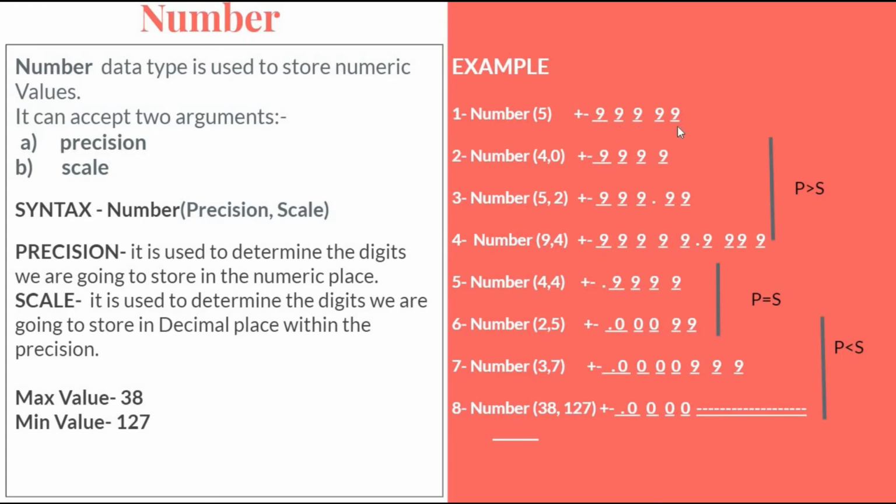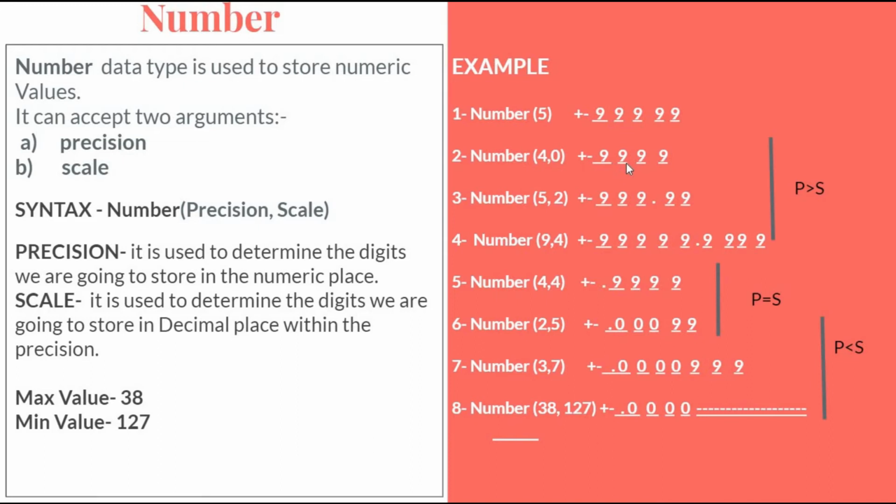Now we have number 4, 0. Here 4 is precision and 0 is scale. So what do you mean by precision and scale? That means 4 blocks, 1, 2, 3, 4, and you put 9. But scale is 0, so that means no decimal value is there.